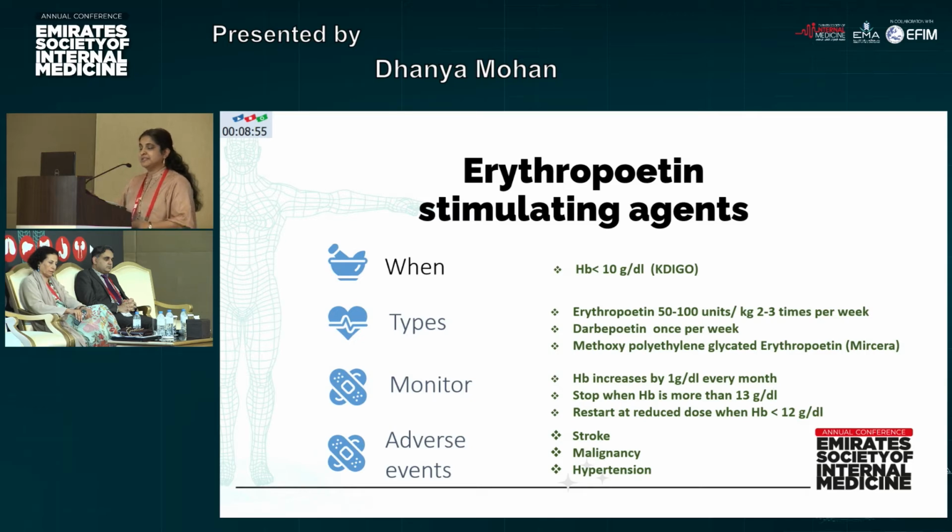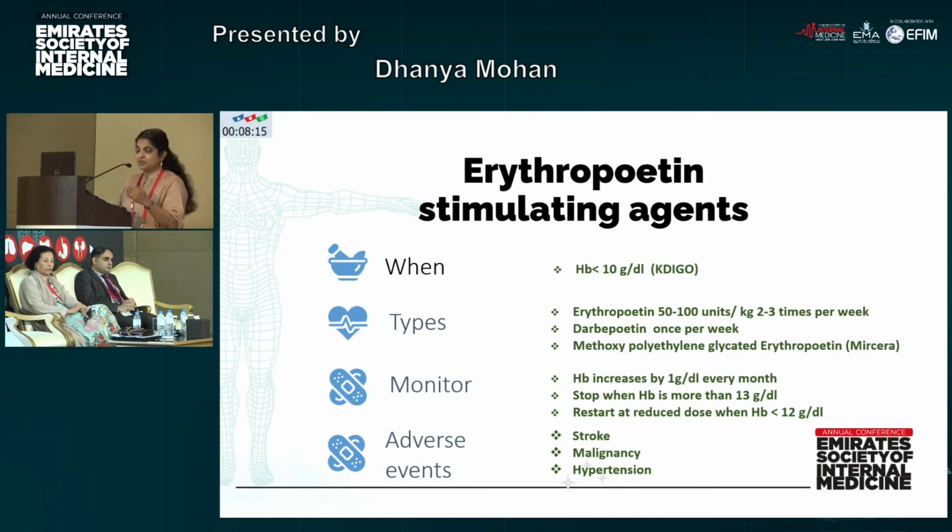So coming to erythropoietin-stimulating agents, these are erythropoietin-based agents, because there is a deficient state in CKD, to be used when hemoglobin is less than 10 gram per deciliter. The preparations that we use are typically erythropoietin. This is given at doses of 50 to 100 units per kilogram 2 to 3 times per week, usually 4,000 units 2 to 3 times per week. Now we have newer analogs which are longer acting, darbepoetin, which can be given once per week, and even longer acting pegylated erythropoietin, which goes by the trade name of Mircera, which can be used even once a month.